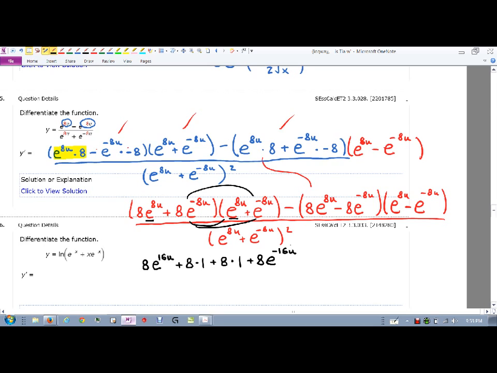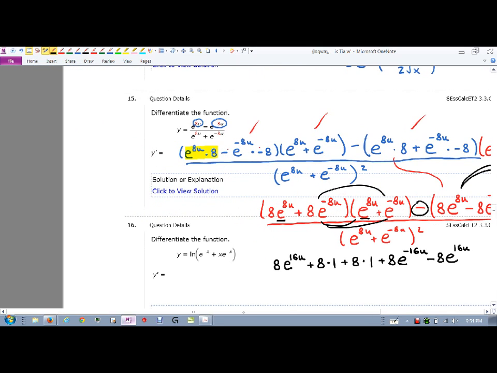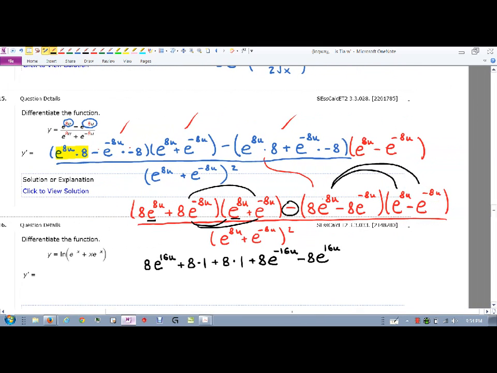All right. Now, on the next one, I'm going to do FOIL here to here. And that's going to be 8 e to the 16u, but then there's a minus out here, so it's minus 8e to the 16u. Then when I go here to here, I have a negative 8 because this is a minus. So I have negative 8, and then I have to add the exponents: 8u and negative 8u is 0, so I get, again, that. Oh, and the fact that I have subtract it makes it a plus.